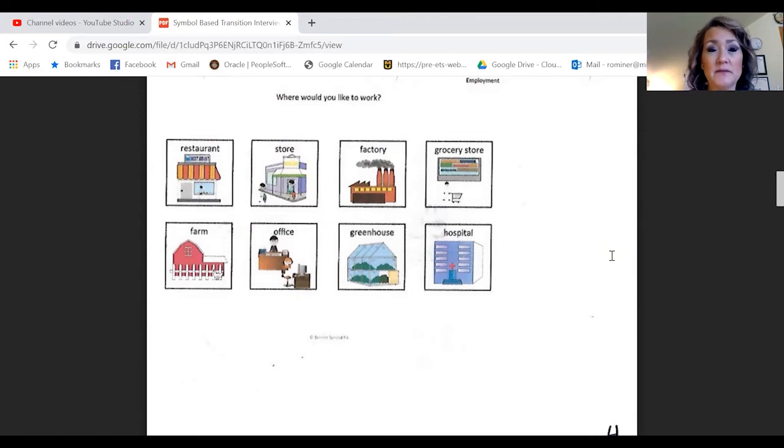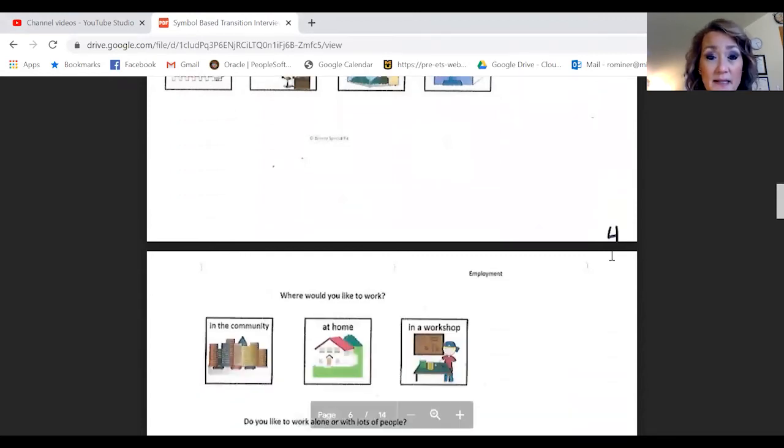Where would you like to work? And I go through all of these, and sometimes I give specific examples. Like restaurant, I'd say Wendy's or McDonald's. A store, always use Walmart or Dollar General. Factory, those are kind of more difficult, but there are some factories around. Grocery store, farm, office, greenhouse, hospital. You just explain a little more about what that means. Greenhouse, for instance, is working with plants.